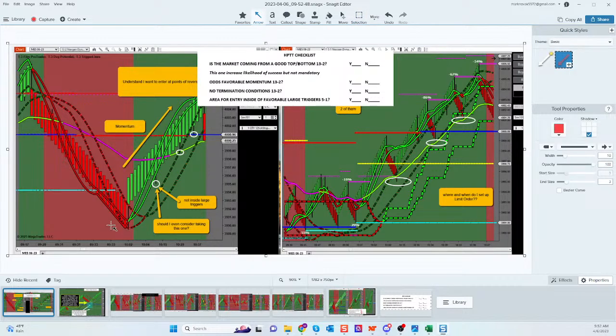Is the market coming from a good top or bottom, Folger? It's not, is it? It's kind of coming from the middle of nowhere. So I'm going to put no. This one increases the likelihood of success, but it's not mandatory. Did you have odds favorable momentum? Did you have no termination conditions?